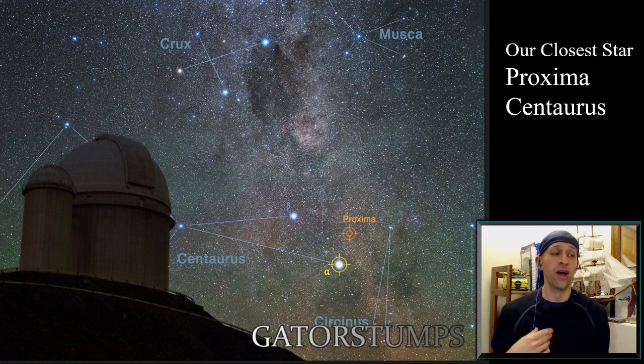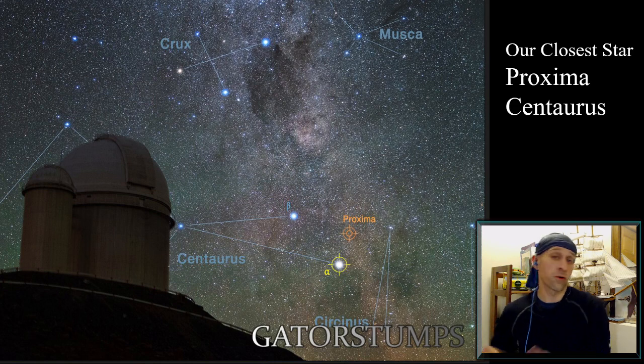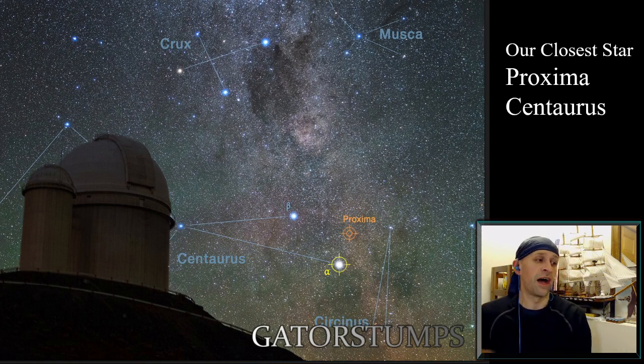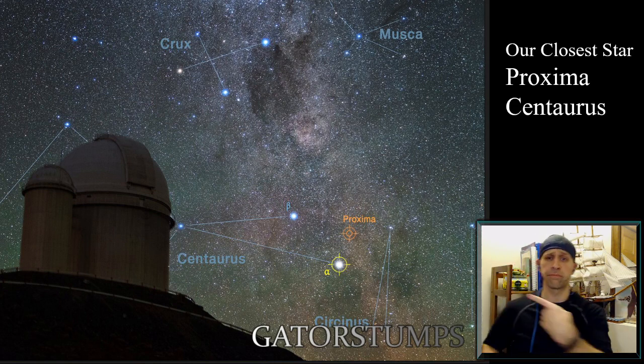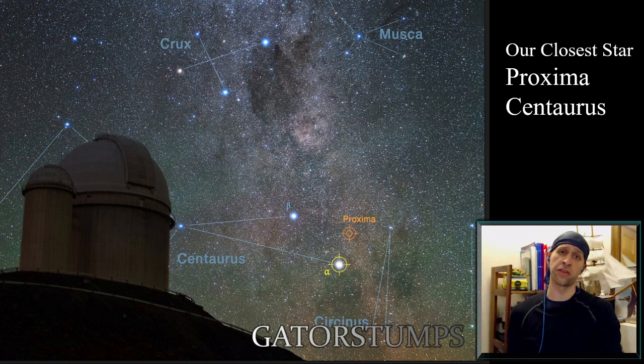Anyways, so we're going to go ahead and do an example here with our nearest star. Our nearest star is called Proxima Centaurus. Of course, we all know where that is, right? I found a map that shows where it is. It's in the middle of the Centaurus constellation.